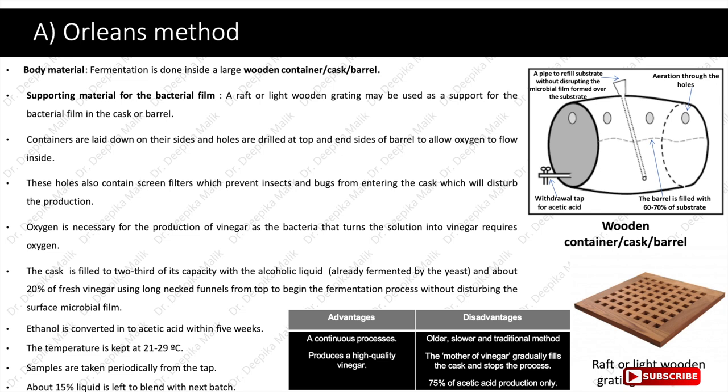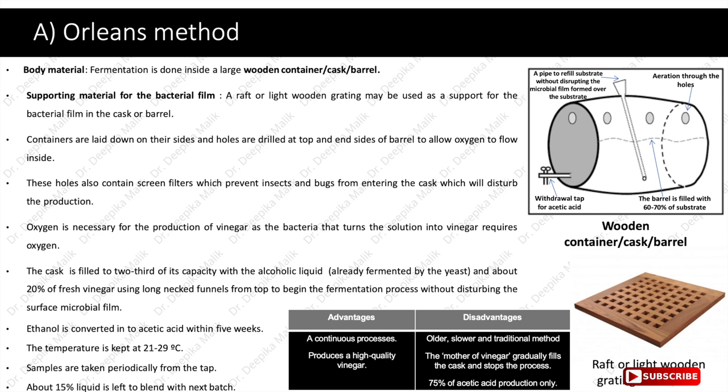The cask is filled to 2/3 of its capacity with the alcohol liquid already fermented by the yeast and about 20% of fresh vinegar using long-necked funnels from the top, to begin the fermentation process without disturbing the surface microbial film. This addition of vinegar is done to lower the pH, which we have already discussed earlier. Ethanol is converted into acetic acid within 5 weeks. The temperature is kept at 21 to 29 degrees Celsius. Samples are taken periodically from the tap. About 15% liquid is left to blend with the next batch.